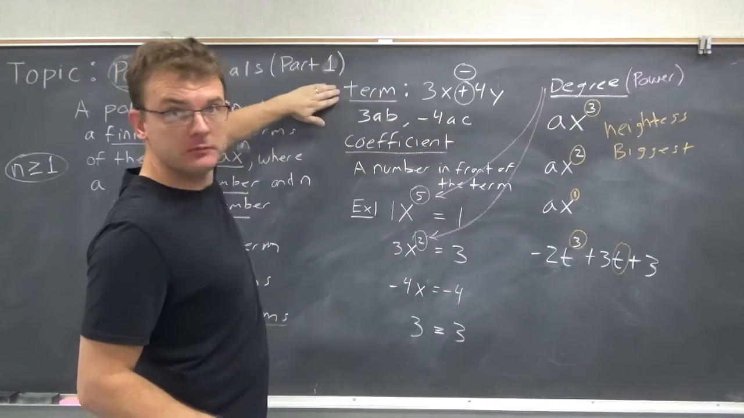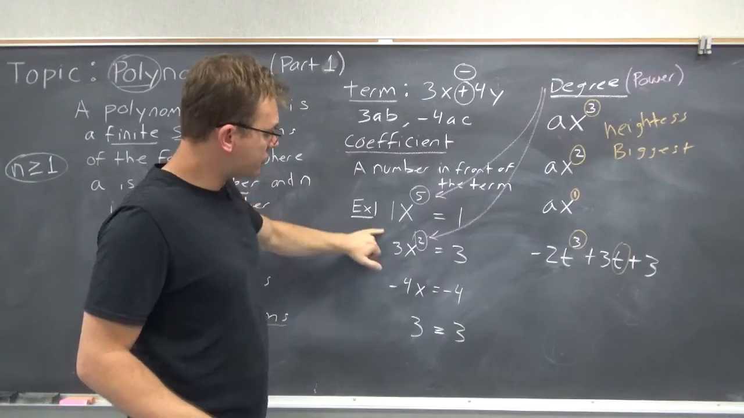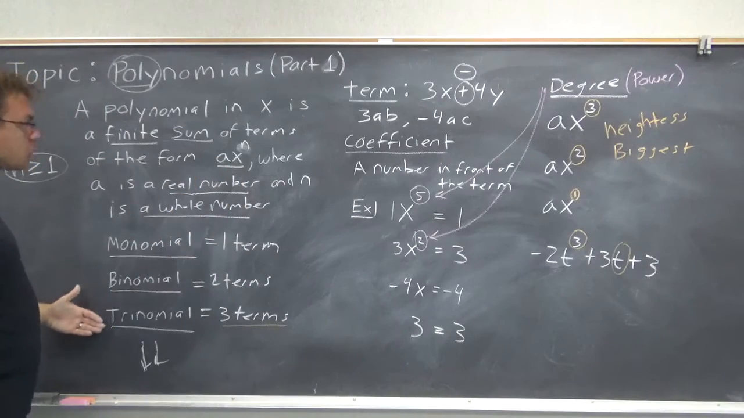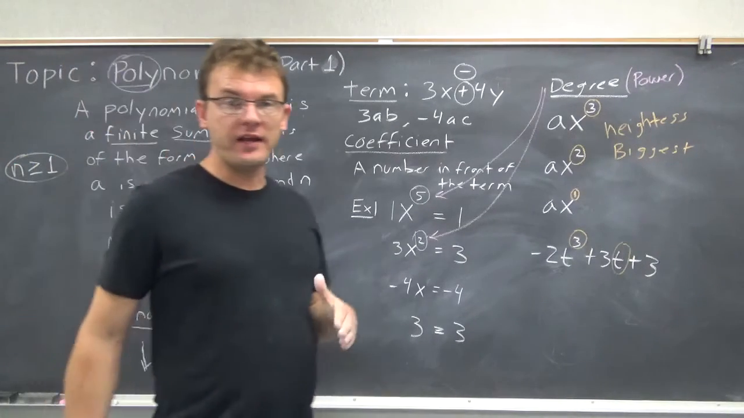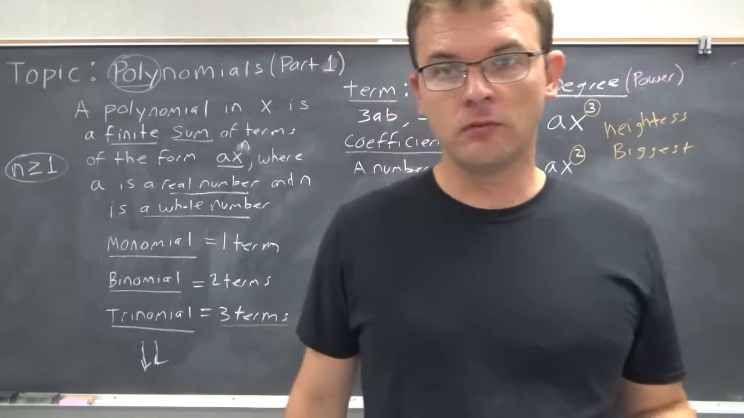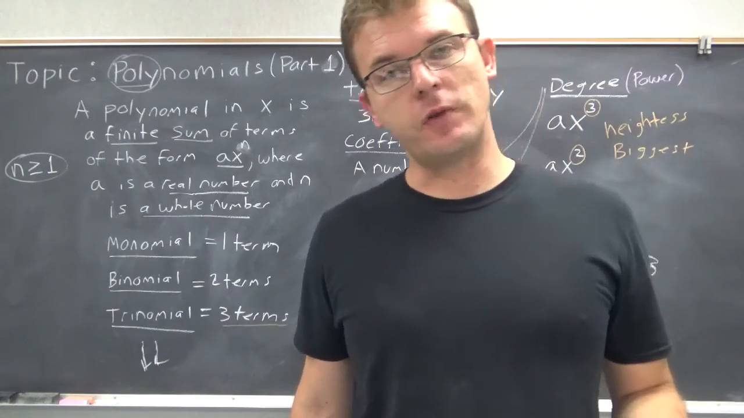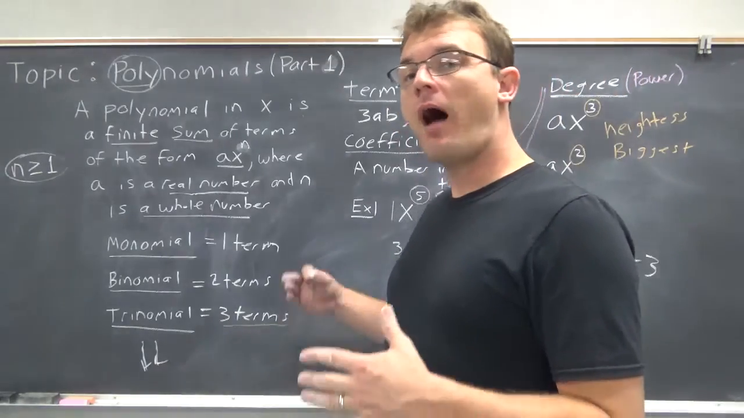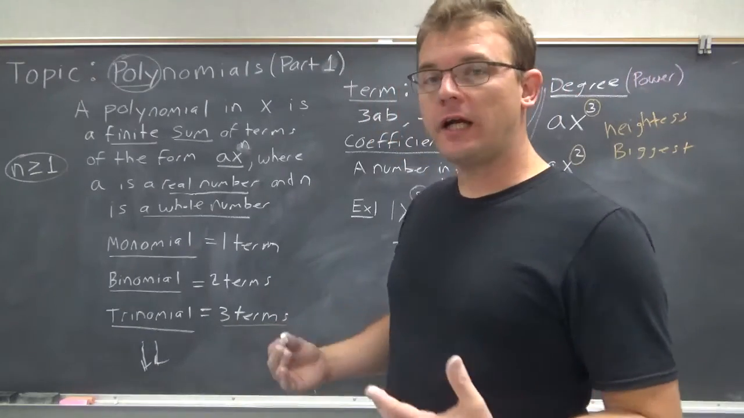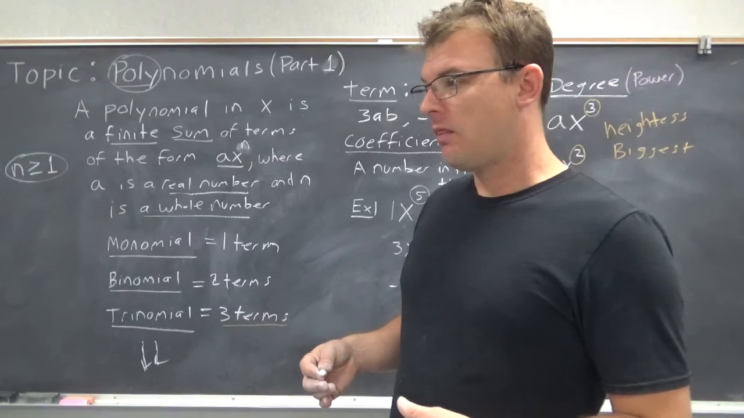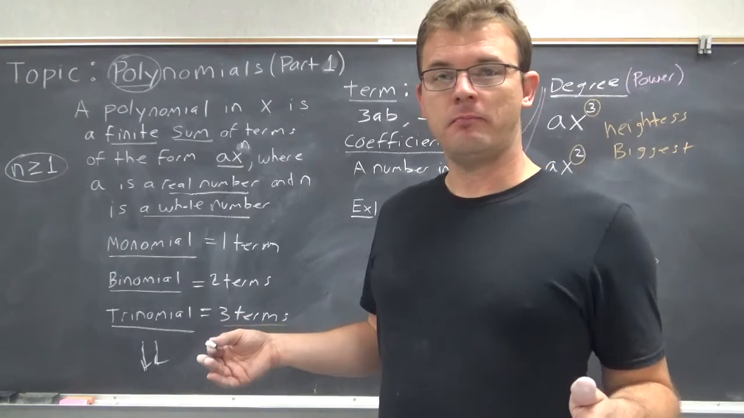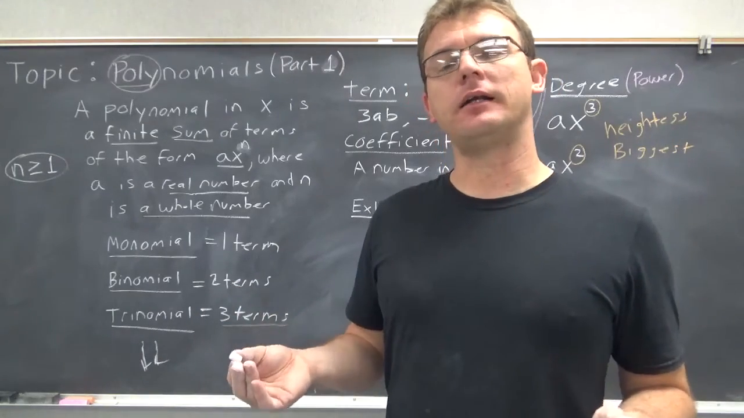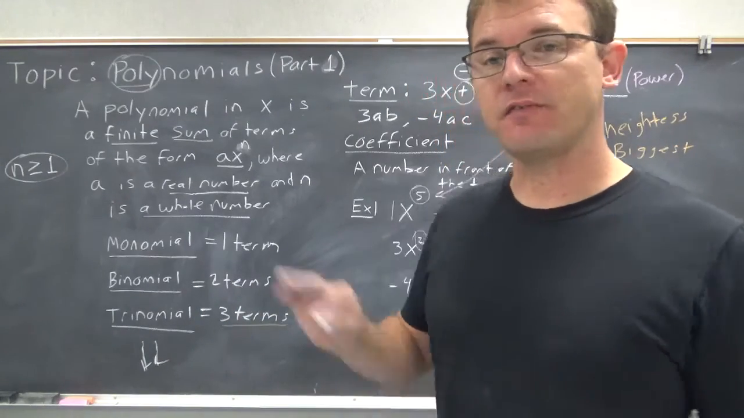We've got the terms, the coefficients are just the numbers in front, and mon, bi, and tri. On the next video, this is where it gets to the problems at hand of identifying polynomials with their degree and also an operation. Maybe we're trying to add or subtract different polynomials. So I'll see you on the next video, part 2.